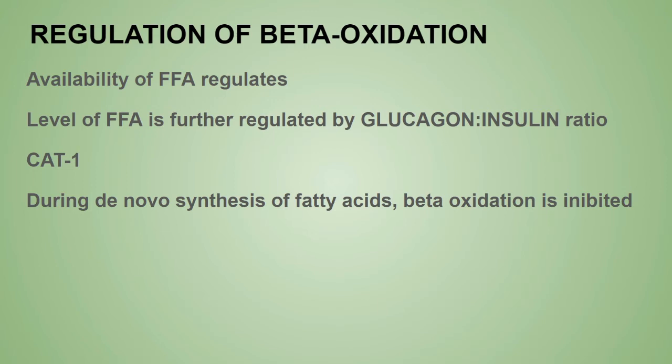Now the availability of the free fatty acid actually regulates the beta oxidation, meaning more free fatty acid, more beta oxidation, of course. Now the level of free fatty acid is further regulated by the glucagon-insulin ratio. If the glucagon is high, of course this beta oxidation process will be high. If insulin is high, this beta oxidation process will be at a low or slow rate.